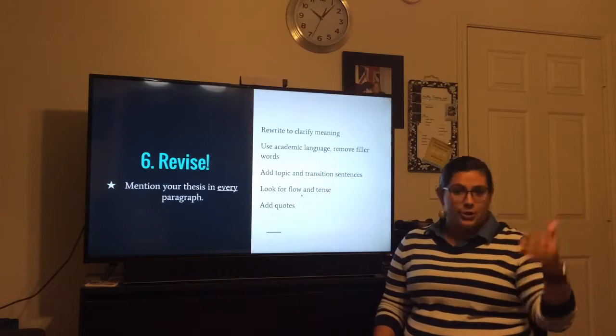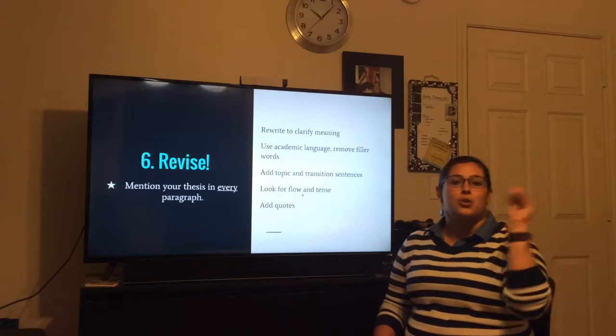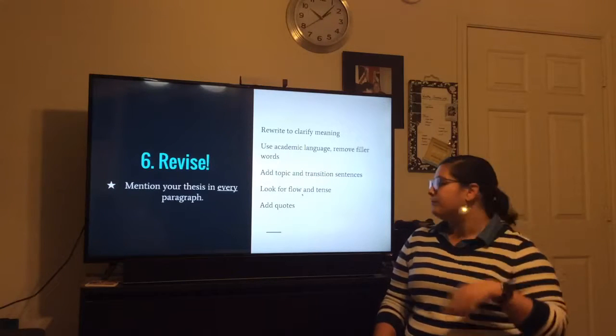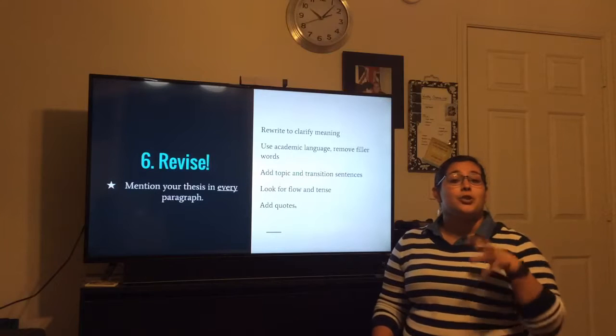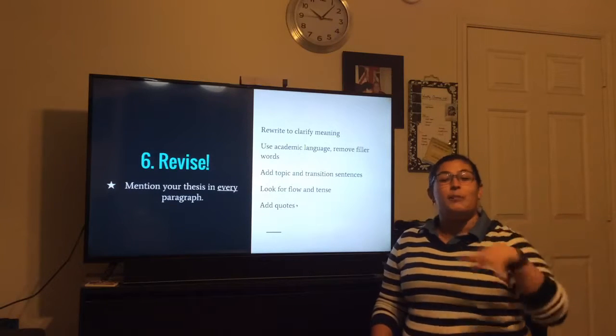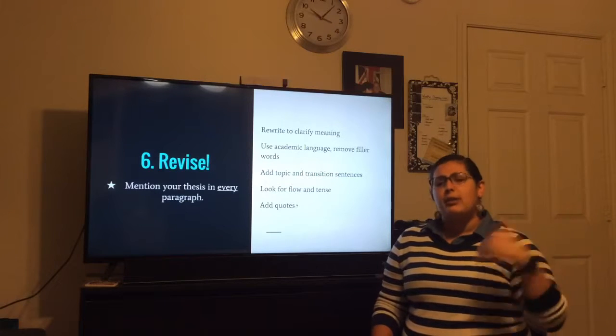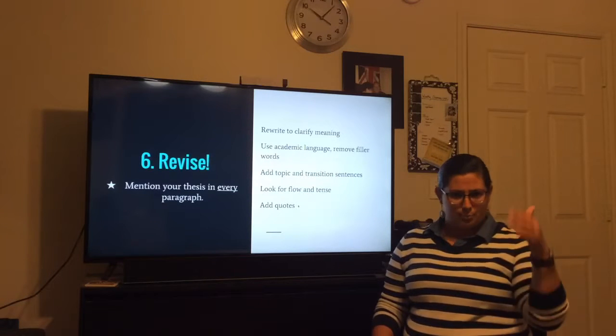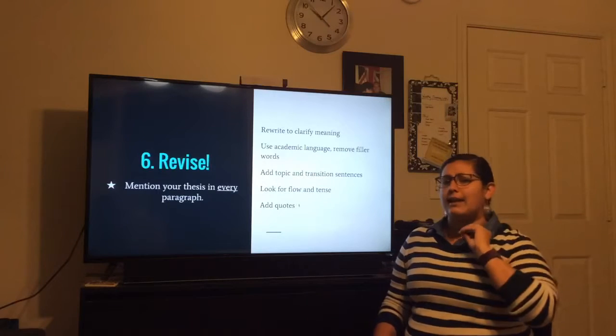Look for flow, look for your syntax. Make sure that you don't have too many short sentences piled up one after the other. Make sure to spread them out. At this point, you can also add direct quotes. So from before this, you've only been working with your ideas. It's probably something that you've drawn from your research or your prompt, but you've been working on your own ideas.